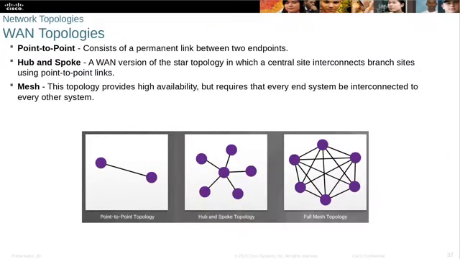WAN topologies, we have point-to-point topologies, a permanent link between two endpoints. We have the hub and spoke topology, where we have a central hub, the central office, and then branch offices at the spokes. We have a mesh topology. In the diagram we have a full mesh topology. This is extremely resilient. If there's a failure of a link, there's always another way of getting there. However, it's very expensive to use a full mesh topology.